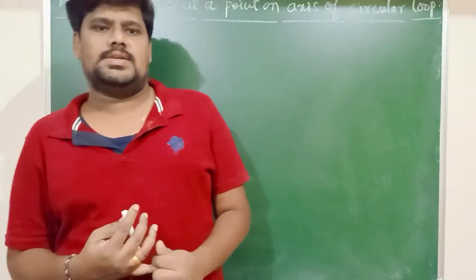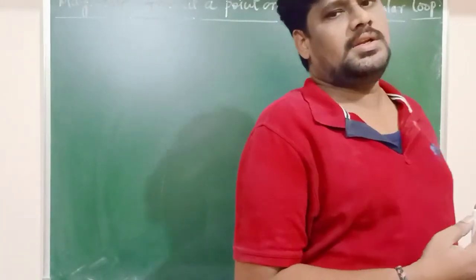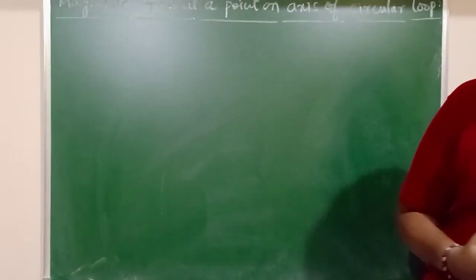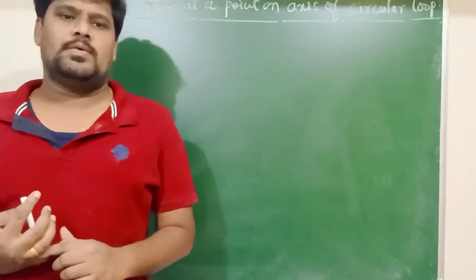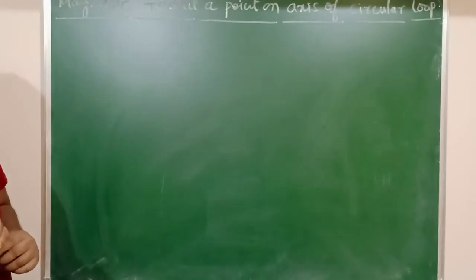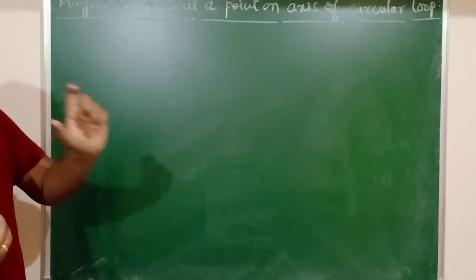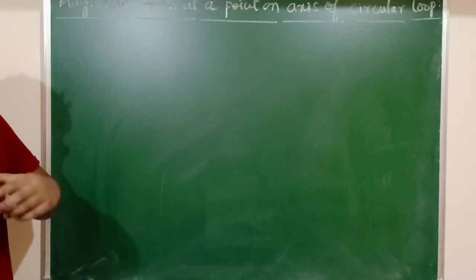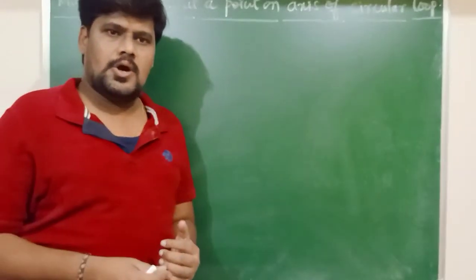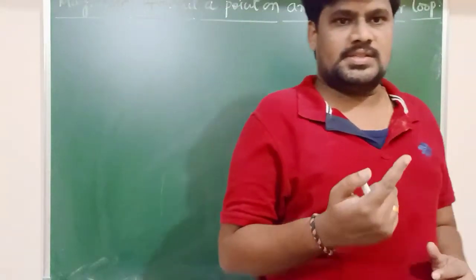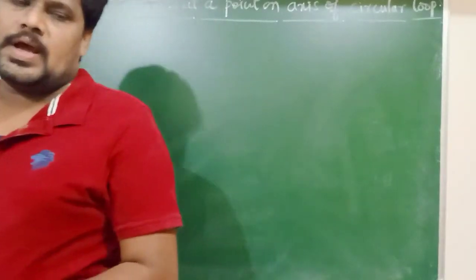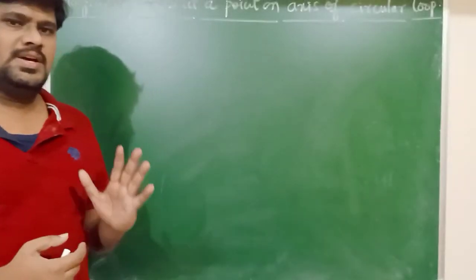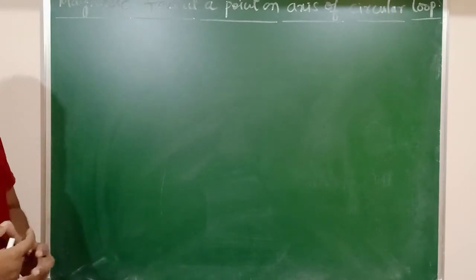Hello students, in this session let us determine the magnetic field produced by a circular current loop on its axis. We are selecting a point on the axis of the circular current loop, and at that point we are going to determine the strength of the magnetic field.